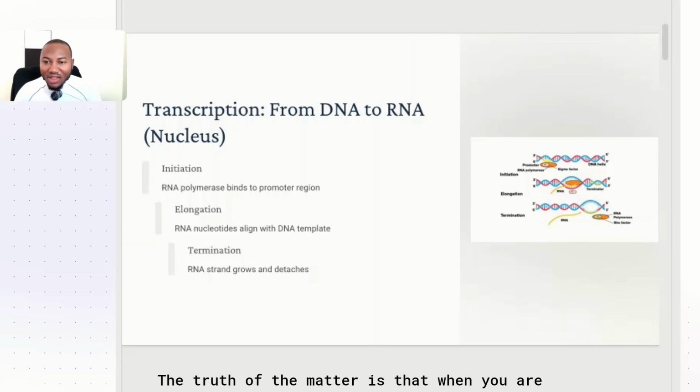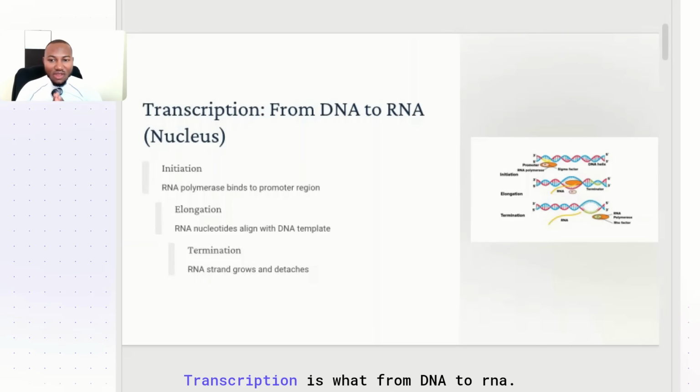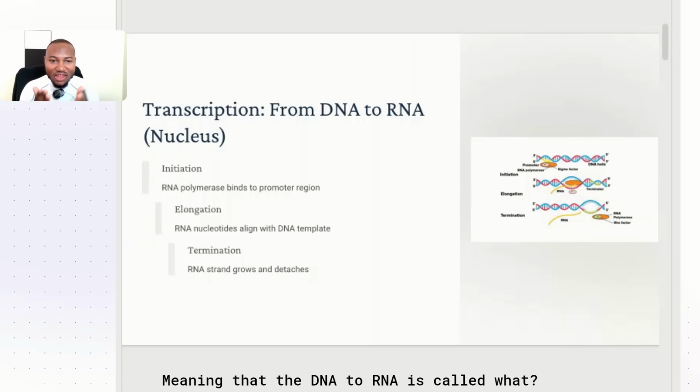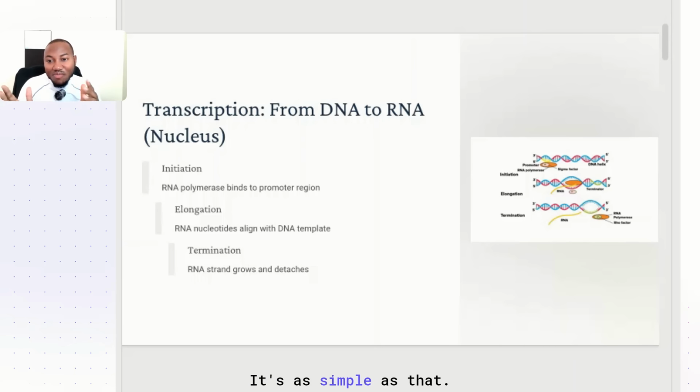The truth of the matter is that when you are looking at the slide, you will see what transcription is about. So transcription is from DNA to what? RNA. Simple. And where does it happen? In the nucleus. Transcription is what? From DNA to RNA. Where does it happen? In the nucleus. So if you look at those options, only one starts with transcription. Which is the first one? Intelligent elimination. So the answer is what? Transcription and what? Translation. Meaning that DNA to RNA is called what? Transcription. And mRNA to protein is called what? Translation. It's as simple as that.